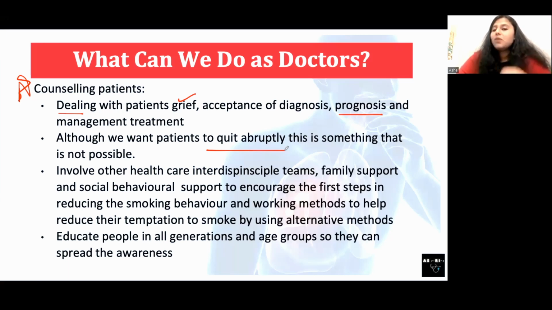So one thing is, it's an impossible task to do abrupt stoppage of smoking, right? And along with this, we need a lot of support. So we need to integrate a lot of healthcare interdisciplinary teams, a lot of family support and social behavioral support to encourage the first steps in reducing the smoking behavior and working methods to help reduce the temptation to smoke by using alternate methods. Also, we want to educate people in all generations and age groups so they can bring that awareness. The main thing is when we say educate, it means the families. These patients will be dealing with the grief and wondering what's going to happen next, but it's family support who needs to encourage them and be with them, that yes, they can do it. They can stop smoking, they can reduce smoking, even with the whole diagnosis and prognosis.